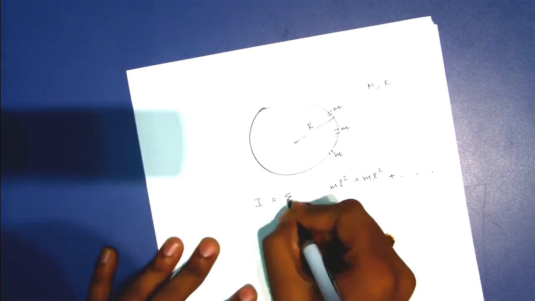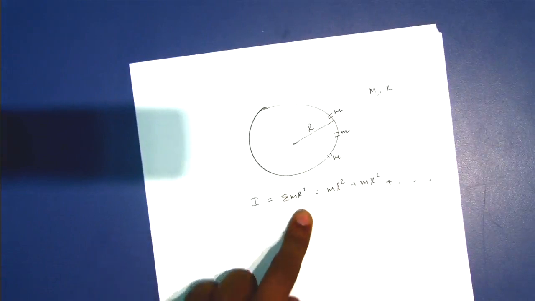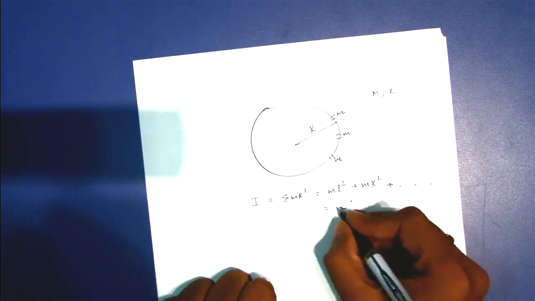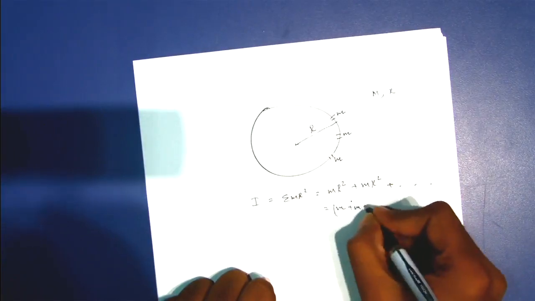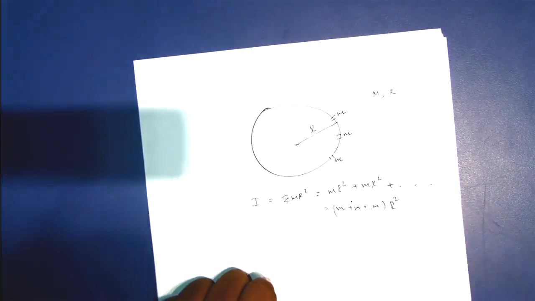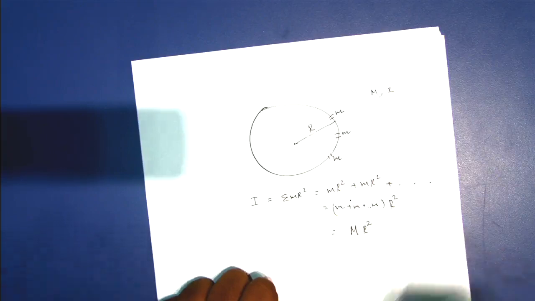Okay. And then I just add them up to get the total moment of inertia, because the total moment of inertia is sigma mr squared. So it's the sum of all of these. When I add up all of these, I get m plus m, all those m's, times r squared. The sum of all those m's is capital M, which is the total mass of that hoop.